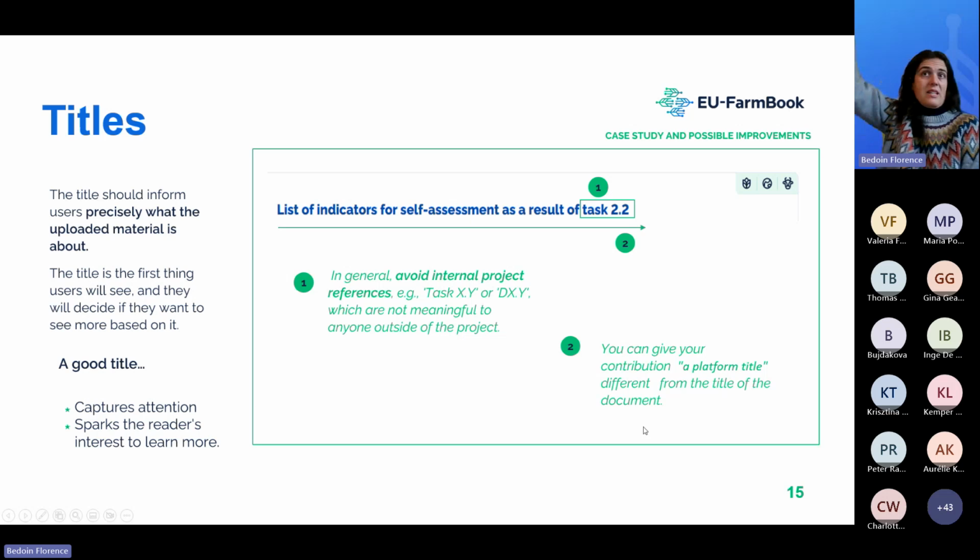So if we look at examples, starting with the title, on the right part here, you have an example of a material you can find on FarmBook right now. It's called List of Indicators for Self-Assessment as a Result of Task 2.2. Well. Please avoid internal project references. For example, the task number doesn't say anything to the user.